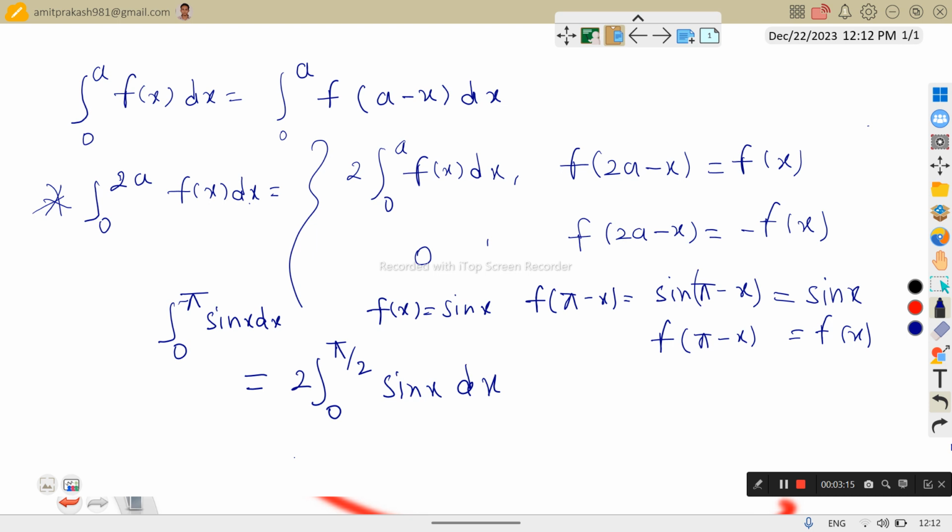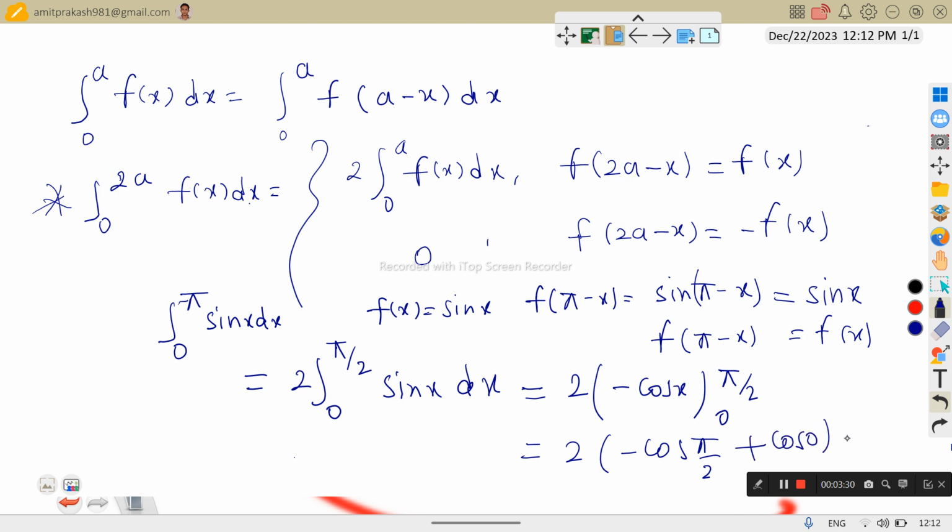This becomes 2 times minus cos x from 0 to pi by 2, and this becomes 2 into minus cos pi by 2 plus cos 0, and this becomes 2 into 1 equals 2.